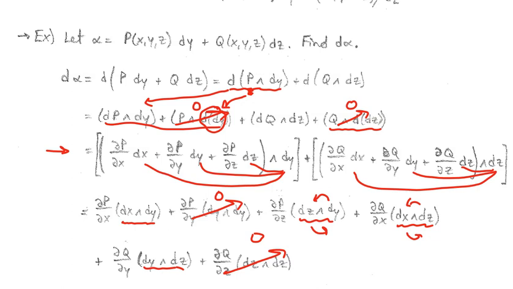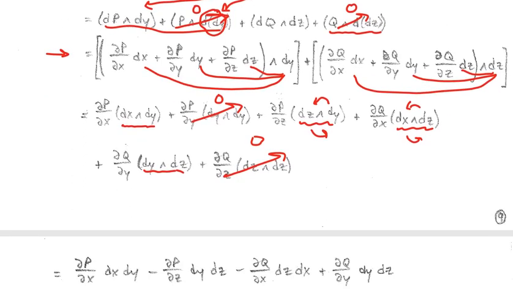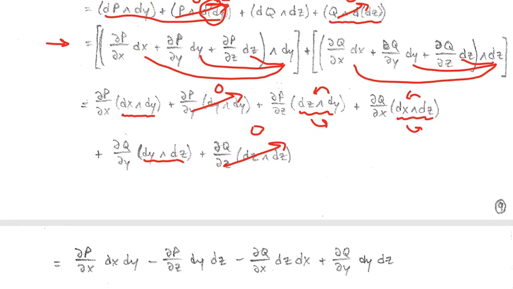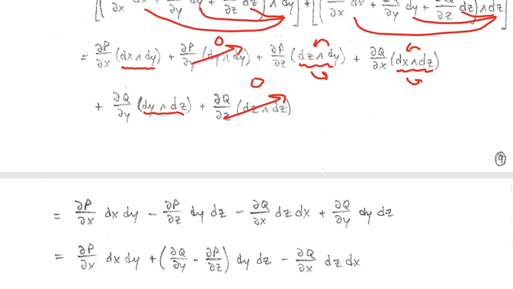We recombine like terms, and we get, in the end, this guy right here. We get our final result. Partial of p with respect to x times dx dy plus partial of q with respect to y minus the partial of p with respect to z times dy dz minus the partial of q with respect to x times dz dx.